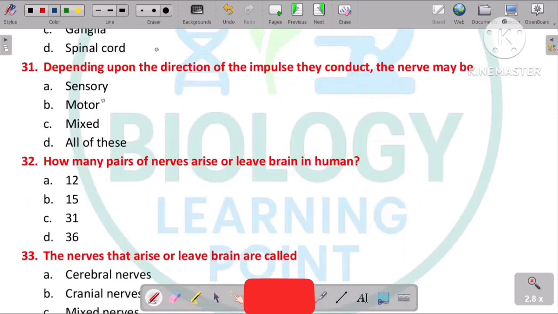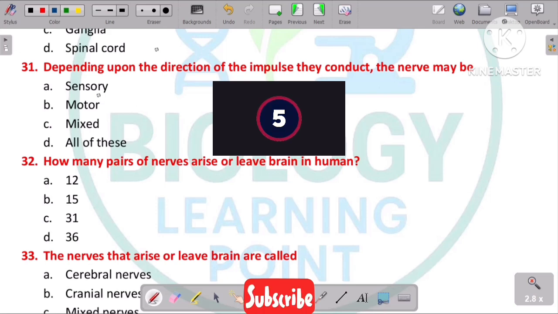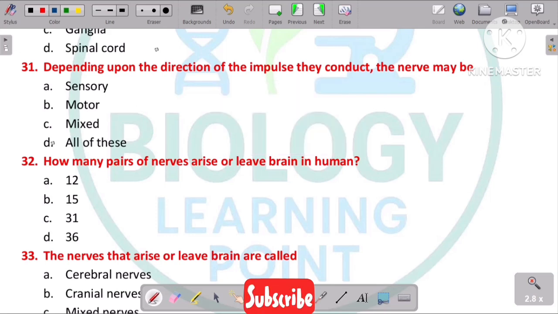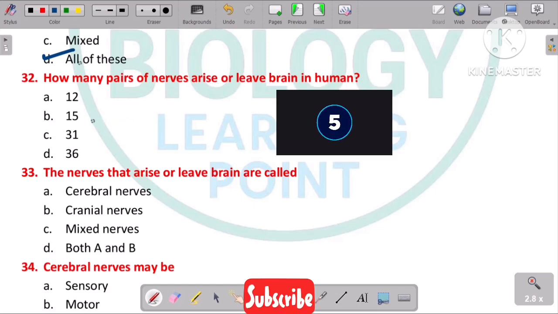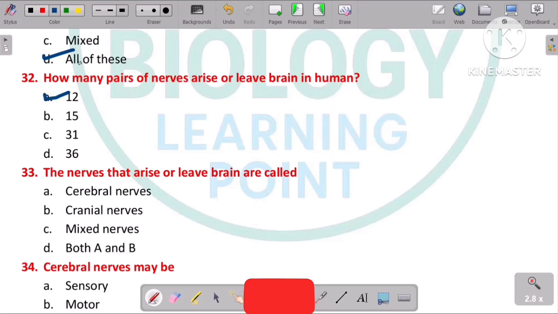So the next question is, depending upon the direction of impulse they conduct, the nerve may be. So the options are. So the right answer is option D, all of these. So the next question is, how many pairs of nerves arise or leave the brain in the human brain? So the options are. So the right answer is option A, 12.